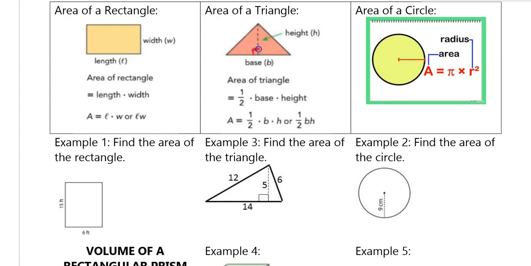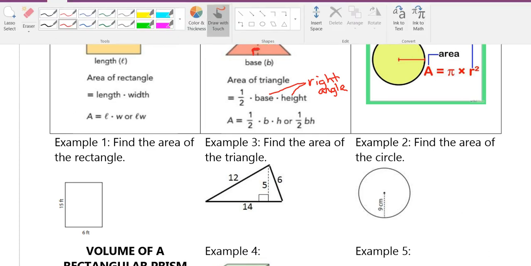Remember, your base and your height have to meet at a right angle. That's one thing we have to remember. So we have to choose the two lines that meet at a right angle or are perpendicular to each other. Okay? And finally, the area of a circle, area equals pi r squared. Again, this is something we'll have to remember. Pi r squared is our area of a circle, where r is your radius. Okay? So looking at some examples.